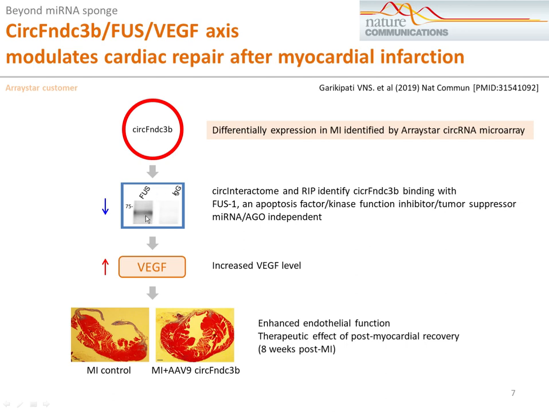resulting in increased VEGF levels and enhanced endothelial function in myocardial infarction. Compared with the control, the adeno-associated virus AAV9 delivery of circular RNA FNDC3B therapeutically improves post-myocardial infarction recovery.